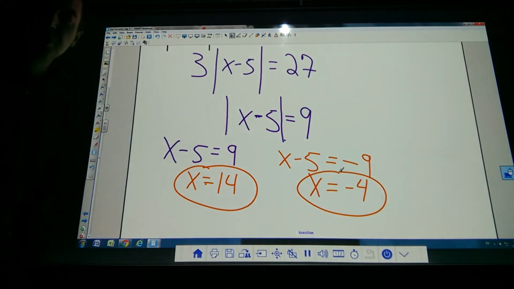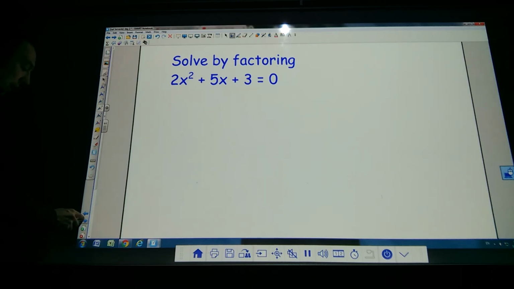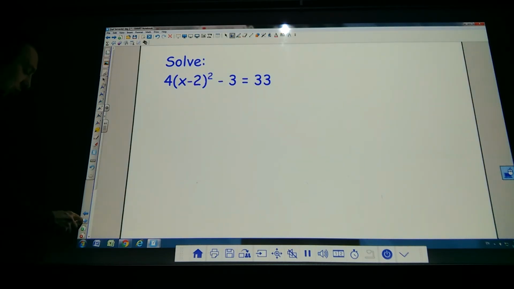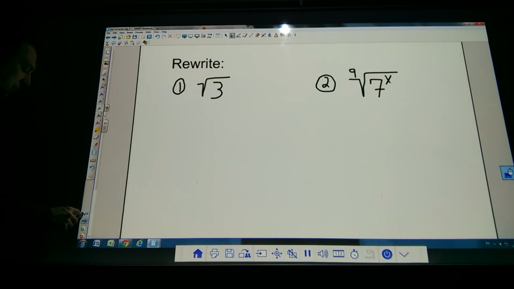Woo! Some of these are doozies. Try them. Do your best. Let's see what else we got. Oh, we got 1, 2 more. Ooh, 3 more. Oh my goodness.